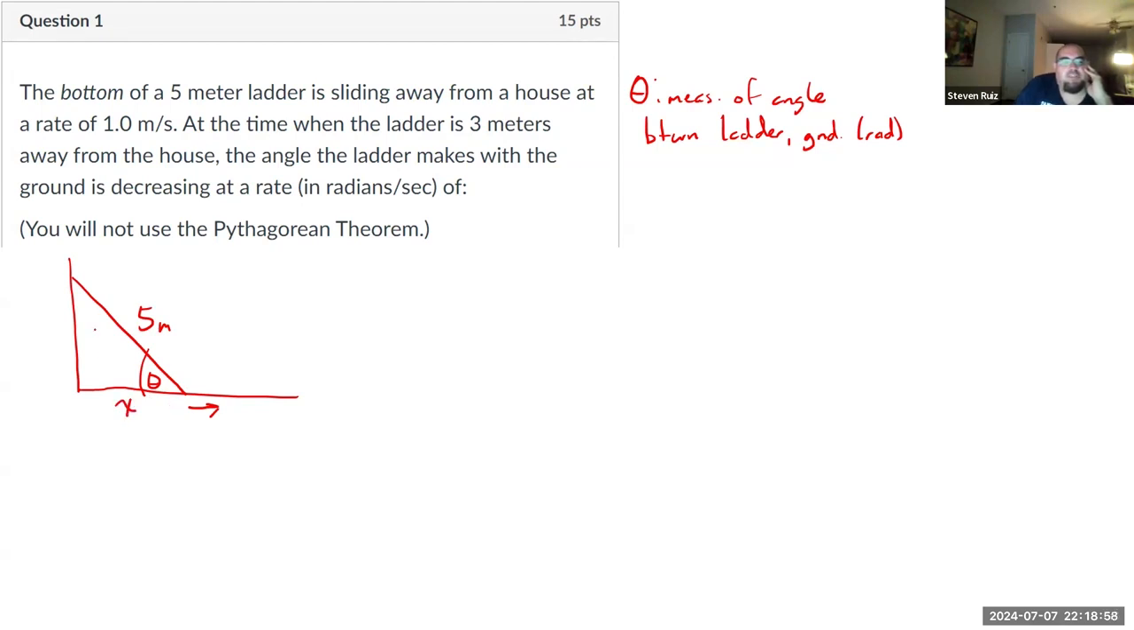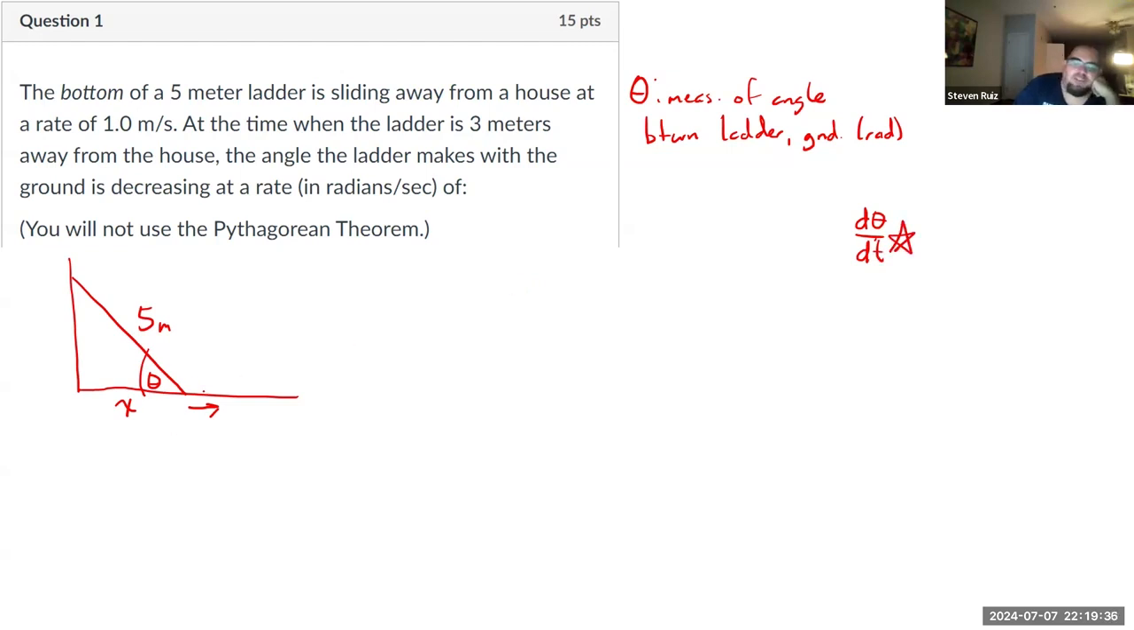Is there any reason we need to consider the vertical length? So basically the height of the ladder from the base of the wall. At the time the ladder is 3 meters away from the house, the angle the ladder makes with the ground. Okay, so I don't think there's any reason we need to consider that. So it looks like we want to know something about this angle. In fact, that is the rate we want, d theta dt. So I'll make a note of that. D theta dt is our goal.